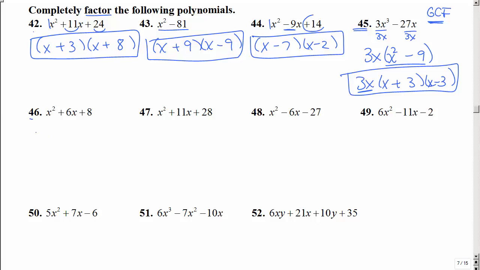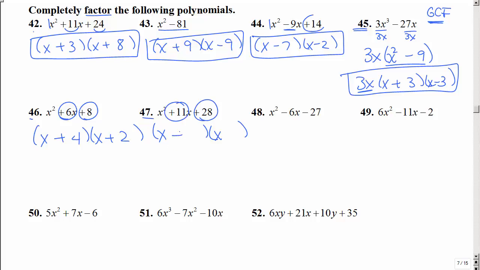46 is just like 42. We have a leading coefficient of 1. What multiplies to get 8 adds to get 6. 47, same thing. What multiplies to get 28 adds to get 11. Again, what multiplies to get negative 27 but adds to get a negative 6. So we got a negative and a positive, negative 9 and positive 3.